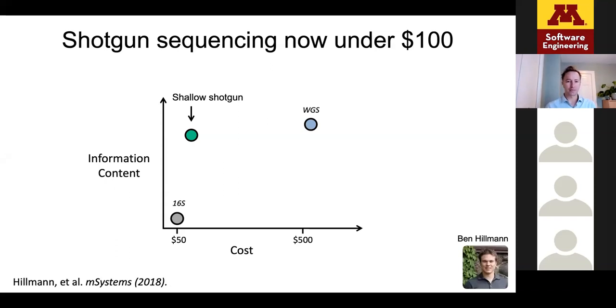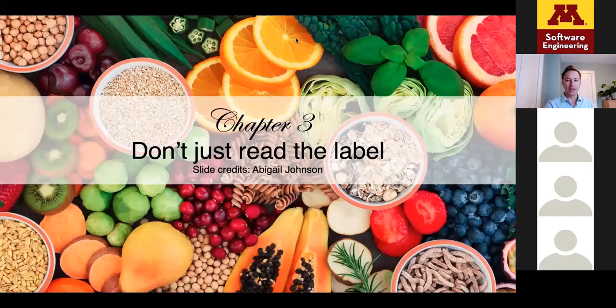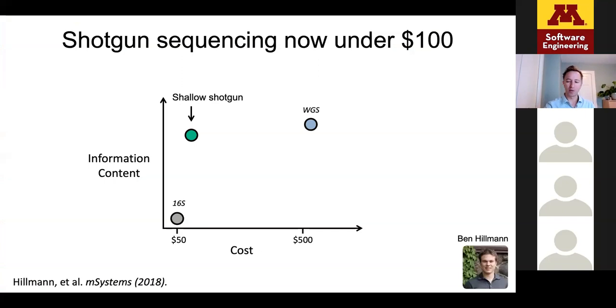And this allowed us to do it on big studies. And Ben Hillman, who's now visiting faculty at Macalester, was another PhD student in the lab, and he did a lot of the analysis showing that we could get a lot of the same information, not all of it, but a lot of it, that you would get with deep shotgun sequencing using these optimal search methods and shallow shotgun sequencing. And so now I'm going to show you, well, first, any other questions about this before we move on?